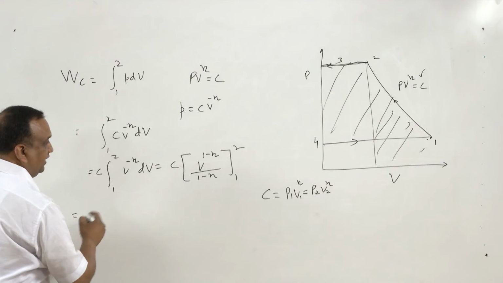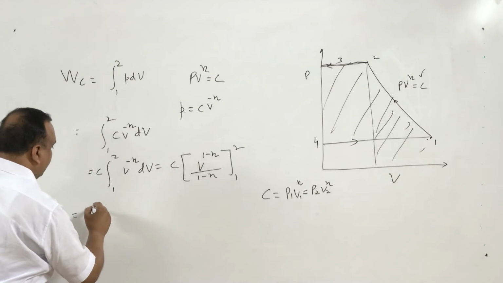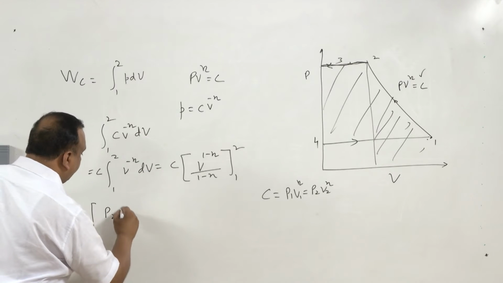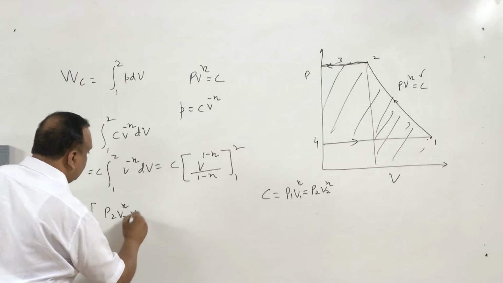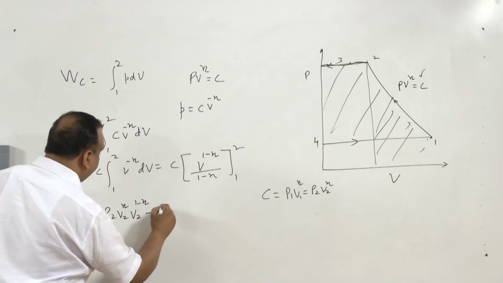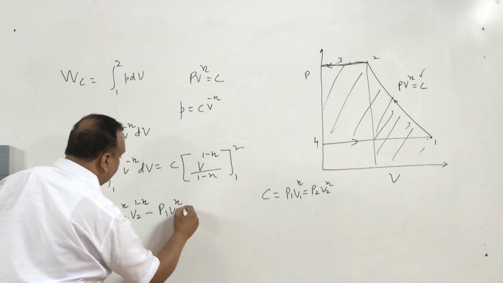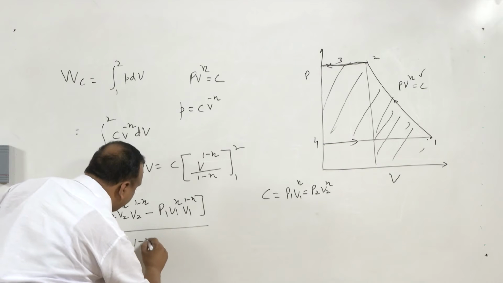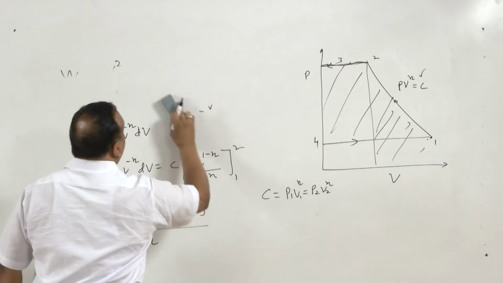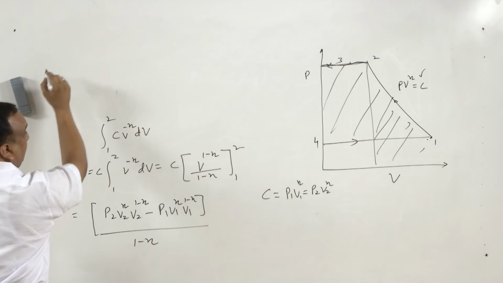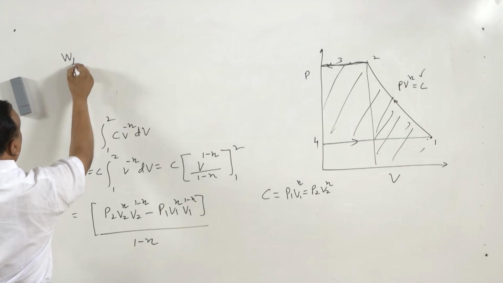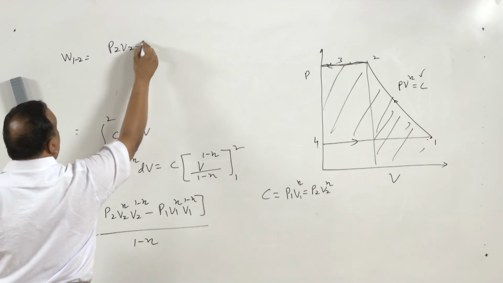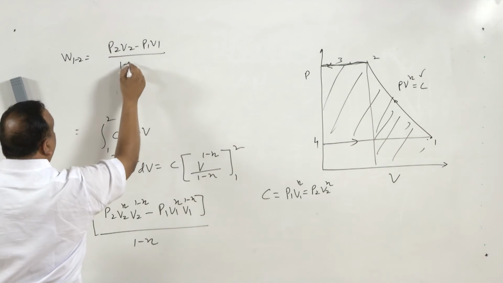Now, if we are taking P1 V1 raised to power n here and P2 V2 raised to power n here, and C goes inside, then it becomes P2 V2 raised to power n times V2 raised to power 1 minus n, minus P1 V1 raised to power n times V1 raised to power 1 minus n, divided by 1 minus n, and that turns out to be the work during 1 to 2, that turns out to be P2 V2 minus P1 V1 divided by 1 minus n.